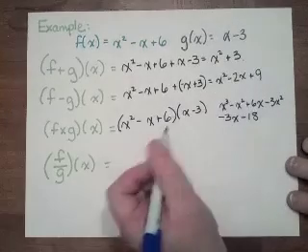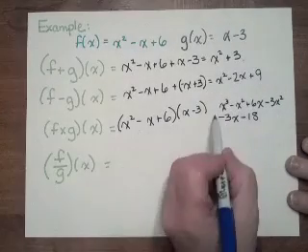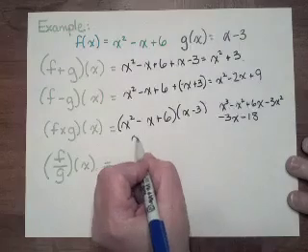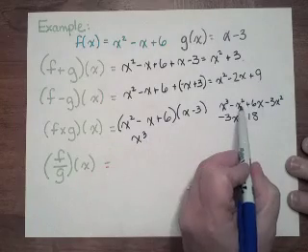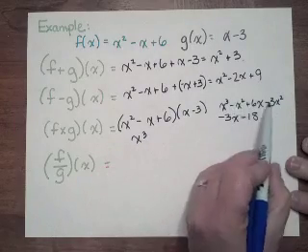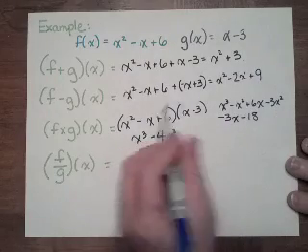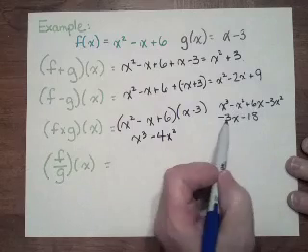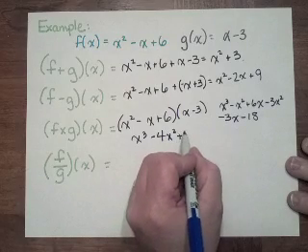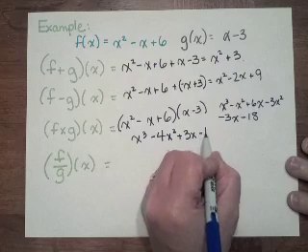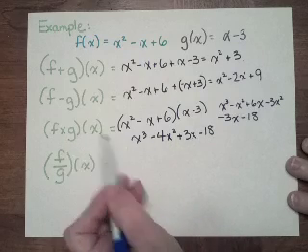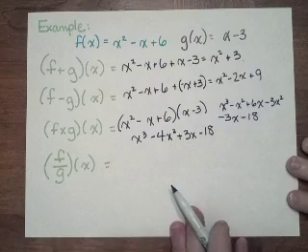Okay, so let's see if we can do some simplification here. We've got x to the third, x squared, and there's a minus x squared and minus 3x squared, so minus 4x squared, 6x minus 3x is plus 3x, minus 18. So that would be multiplying my functions.